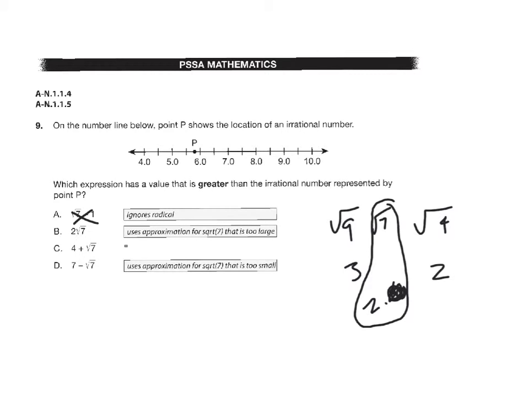No. If I do 2 point something times 2, that's like 4, or close to 4. Is that greater than 6? No. 4 plus 2 point something is greater than 6. 4 plus 2 point something is definitely greater than 6. And then if you did 7 minus 2 point something, you get 5. You get less than 6. So that's out. So the answer is C.